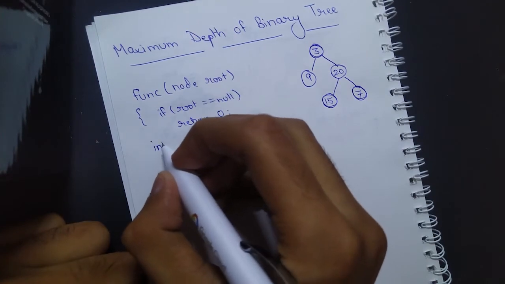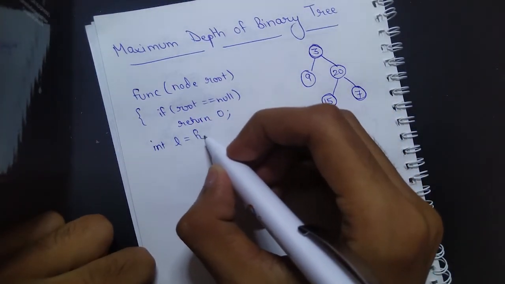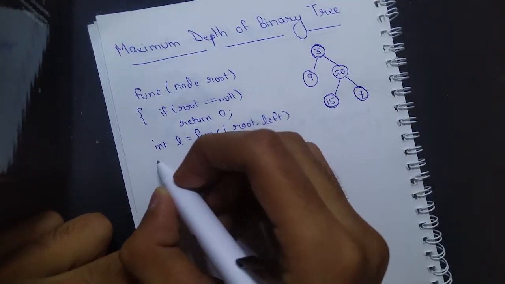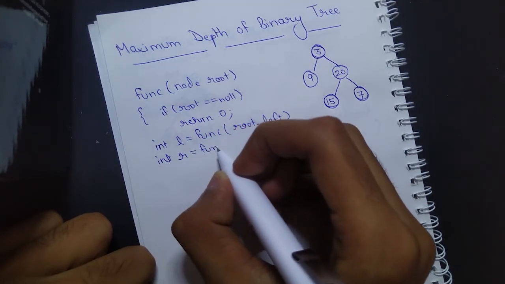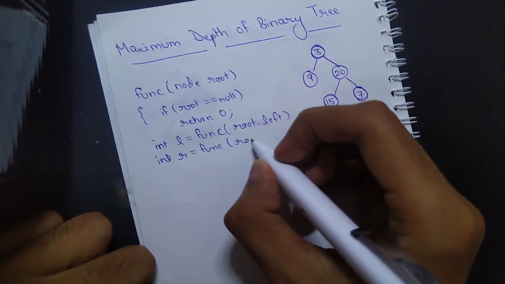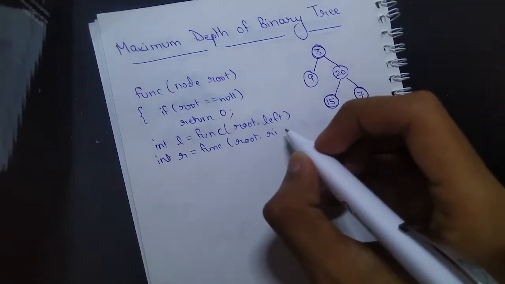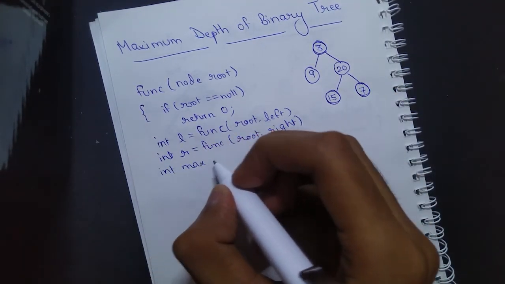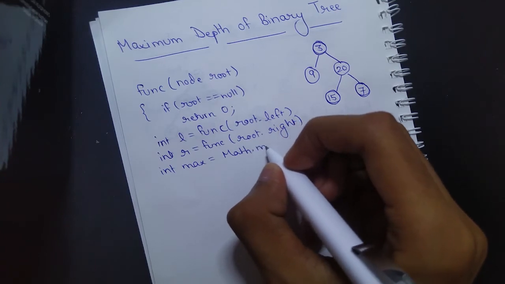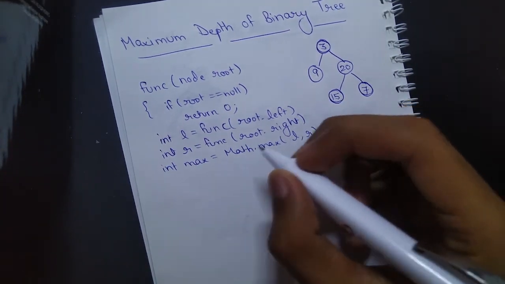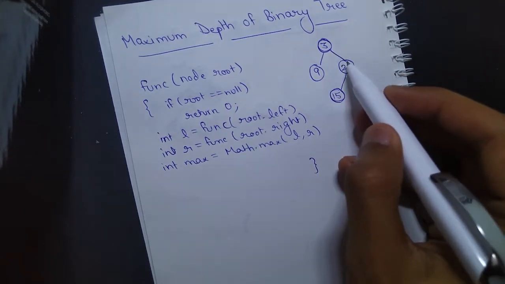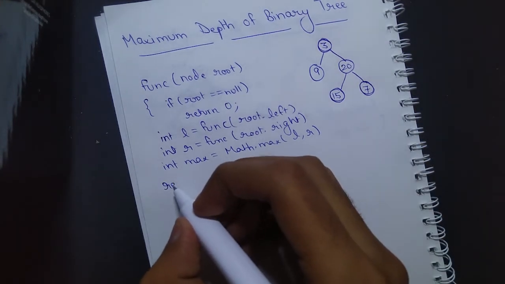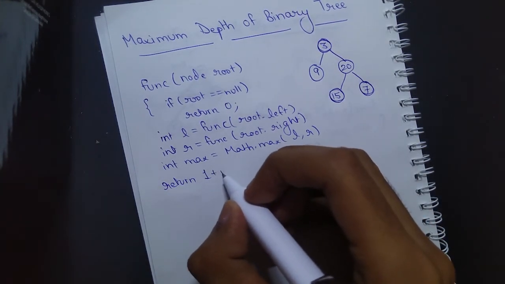So let's create a variable int l, which will call the recursive function for the left part, root.left. Another variable, which will be calling for the right path. Now one more variable, int max, which will find the maximum among the two, that is, which one is the longest, from the left or right. Finally, this will return 1 plus max.